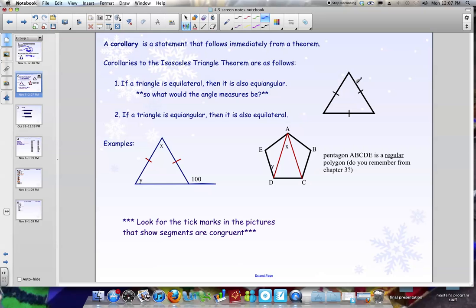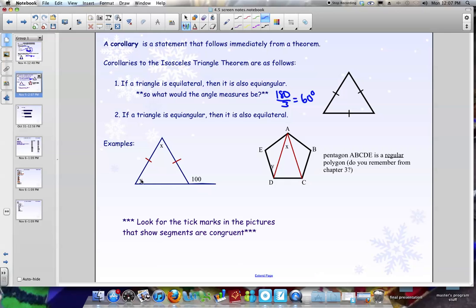What would the measures of those three angles have to be in a triangle? To figure that out, we would take 180 and divide it by 3, and each of the angles would have to be 60 degrees. The second corollary that goes with the isosceles triangle theorem says that if a triangle is equiangular, then it's also equilateral. Those two are converses of each other, and they are both true statements. Examples of using the isosceles triangle theorem and its corollaries are as follows.